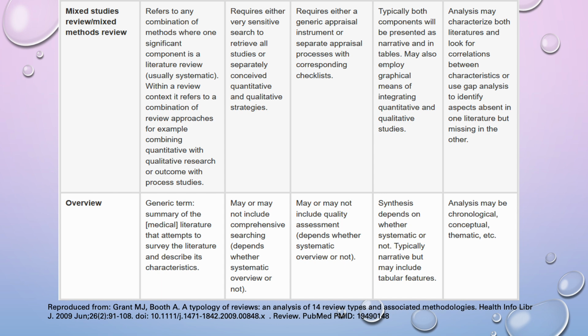In mixed studies review or mixed methods review, this refers to any combination of methods where one significant component is a literature review, which is usually a systematic review. Within a review context, it refers to a combination of review approaches. For example, combining quantitative with qualitative research or outcome with process studies.